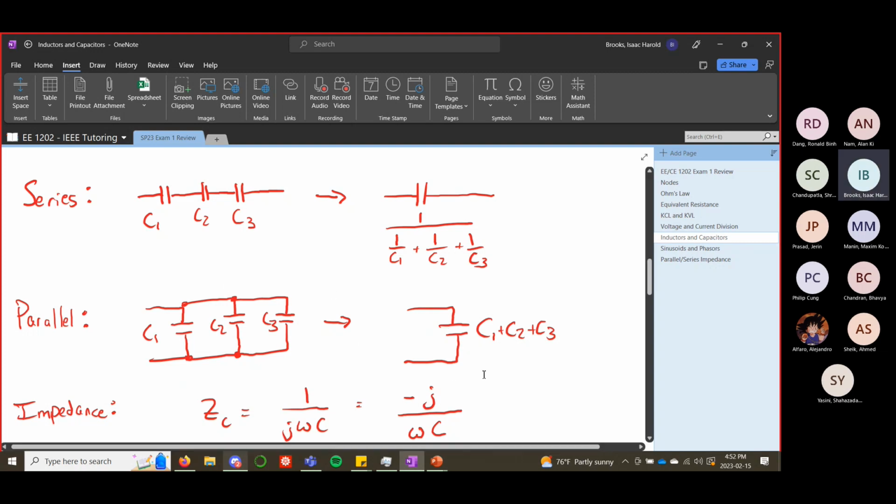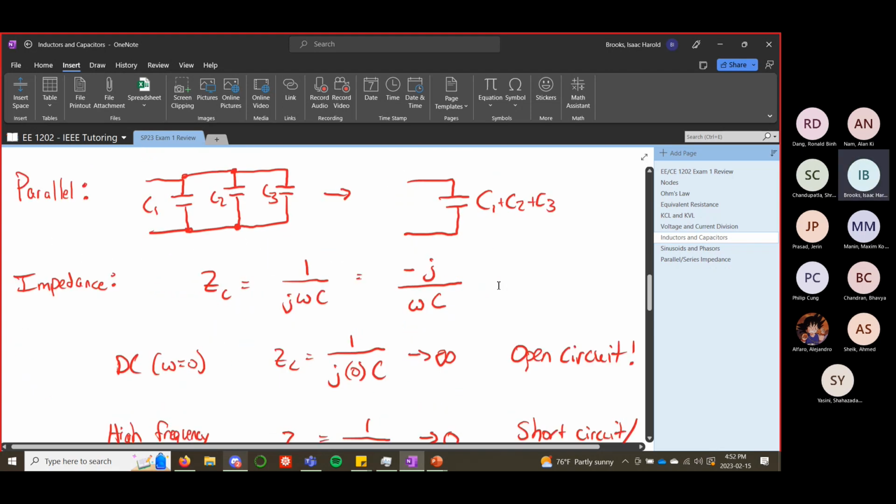But capacitors combine in this way. It's the opposite of the inductors and the resistors. And the impedance of a capacitor is 1/(jωC).